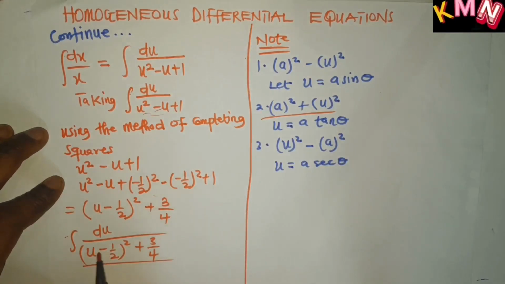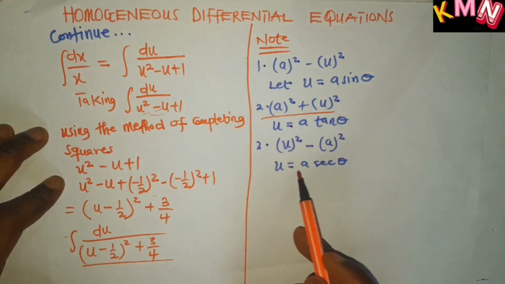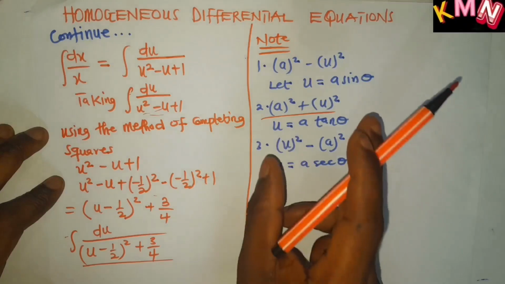Though over here we have minus another constant, it looks alike. This squared plus that. So we need to just rewrite this one to be in the form of this. Though we have other forms, we consider only these three. These are the commonly used forms.